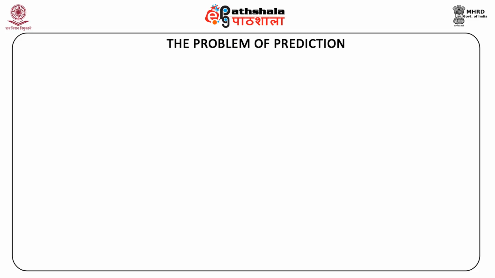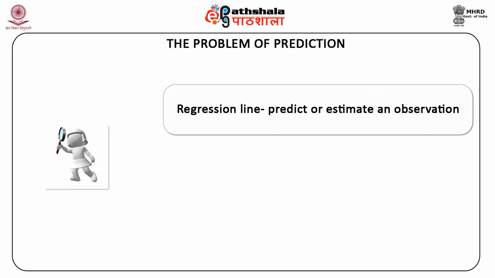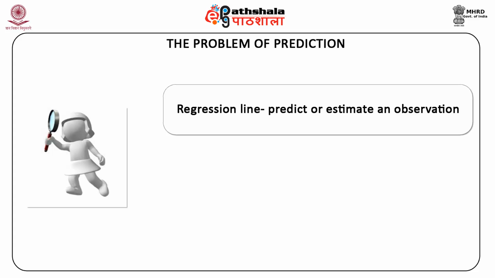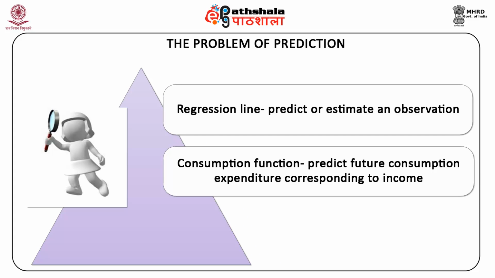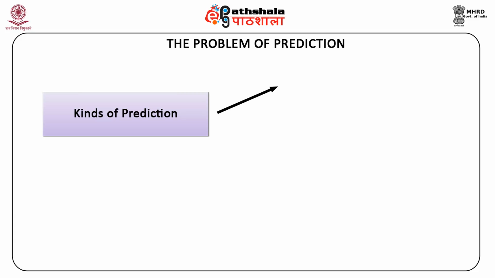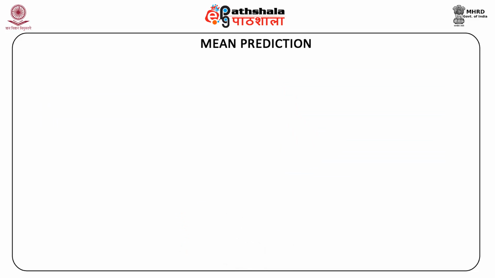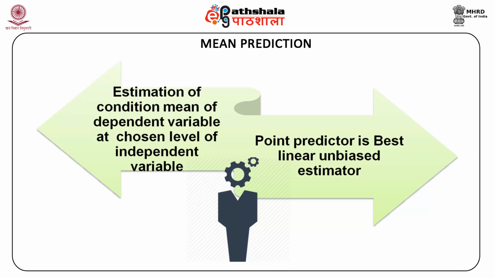Let us now understand the problem of prediction. The regression line can be used to predict or estimate an observation. For example, a consumption function can be used to predict future consumption expenditure corresponding to some level of income. There are two kinds of prediction: mean prediction and individual prediction. First, let us look at the mean prediction. It refers to estimation of the conditional mean of the dependent variable at the chosen level of the independent variable, say xi, that is a point on the regression line. The point predictor is the best linear unbiased estimator.